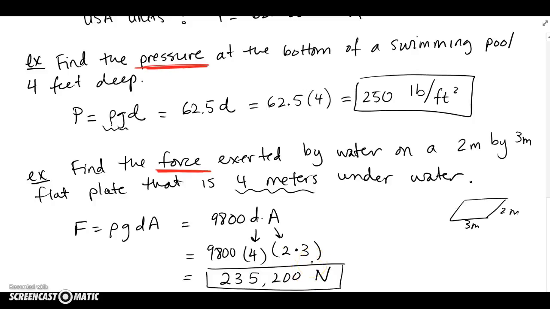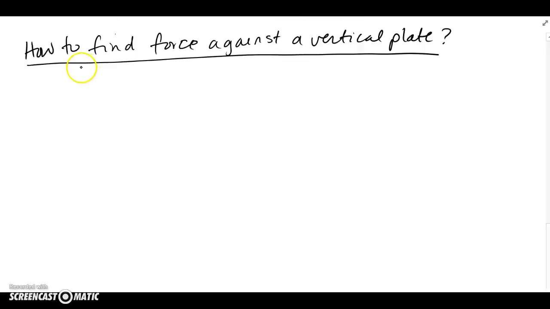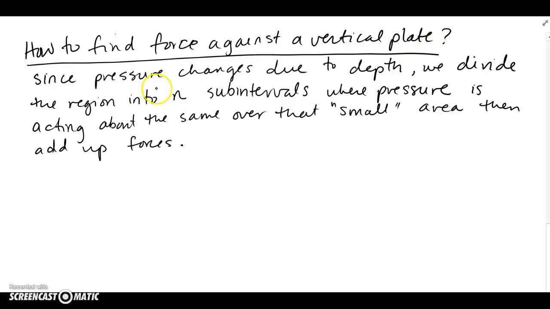Things get a little bit more interesting when it's no longer a flat plate underwater and you have a vertical plate. So let's go look at that case. So how do we find force against a vertical plate that's submerged in water? Since the pressure changes due to the depth, we divide the region into n subintervals, where the pressure is acting about the same over that small region or that small area. Then we add up the forces. So kind of the same idea that we've used for other things.